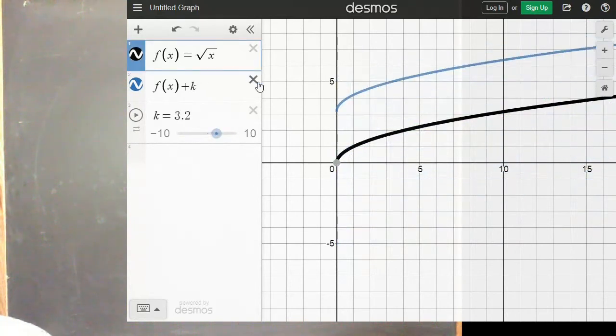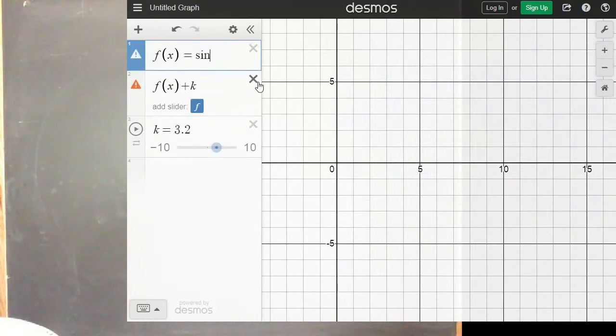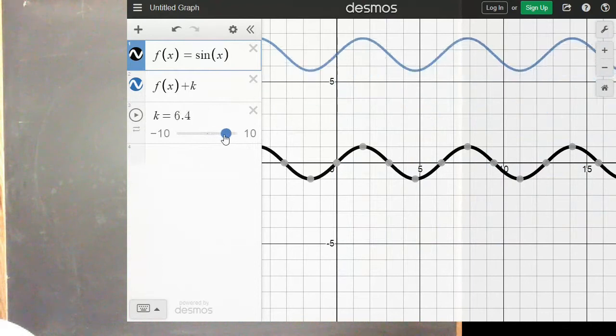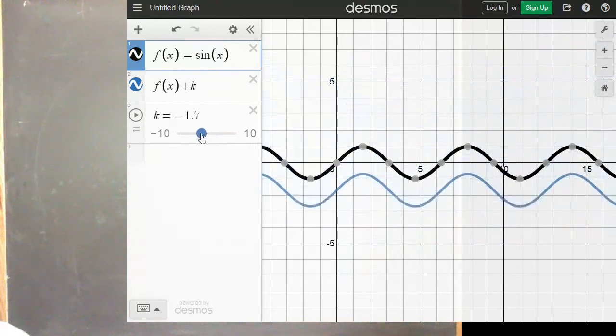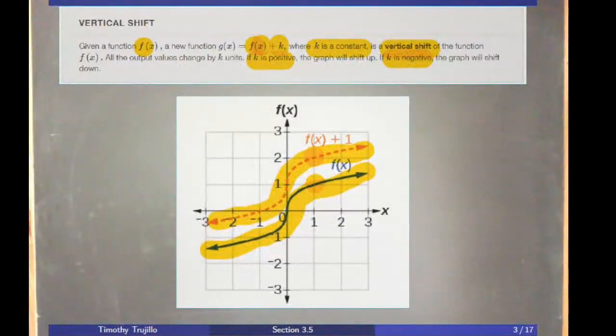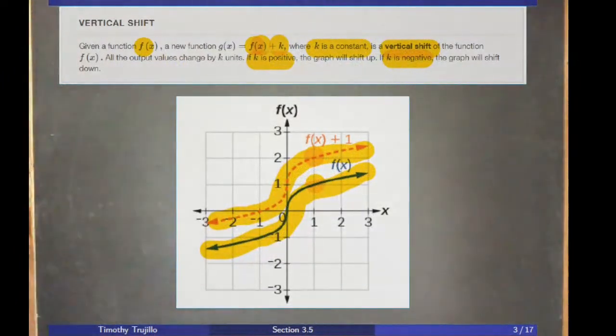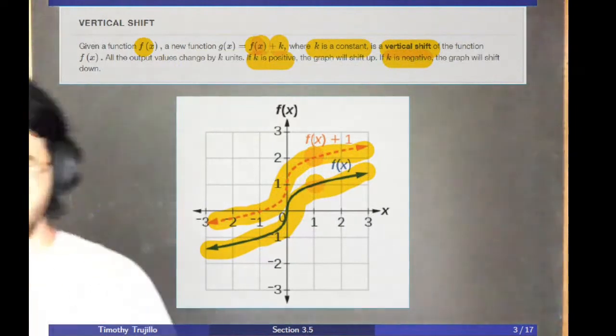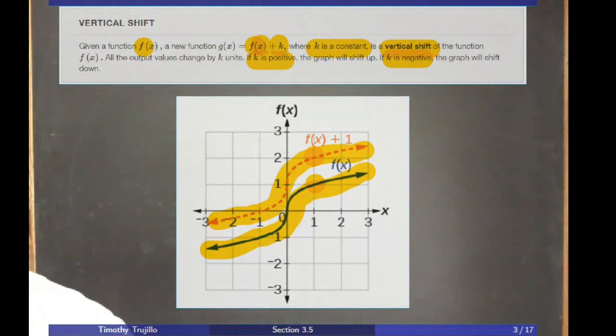And you could do this with any function you would like. For example, maybe you've taken some trig classes, and you might have seen the function sine of x. It's this one here in black. And then we'll shift by 3.2 units up. So we can go up or we can go down, right? So we're shifting up or down. And really, it's just adding on k to the output of the function. Okay. So that's what this says here in a little more detail. Okay, so that's a vertical shift, up for positive, down for negative.